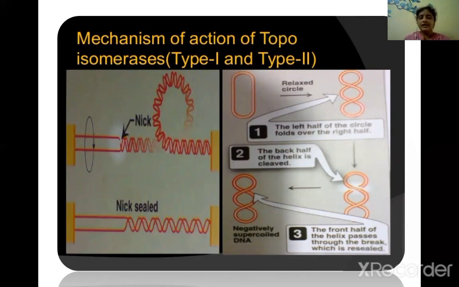Relaxed circle is represented, shown here. The left half of the circle folds over the right half. The back of the helix is cleaved. Next step is that the front half of the helix passes through the break, which is released.